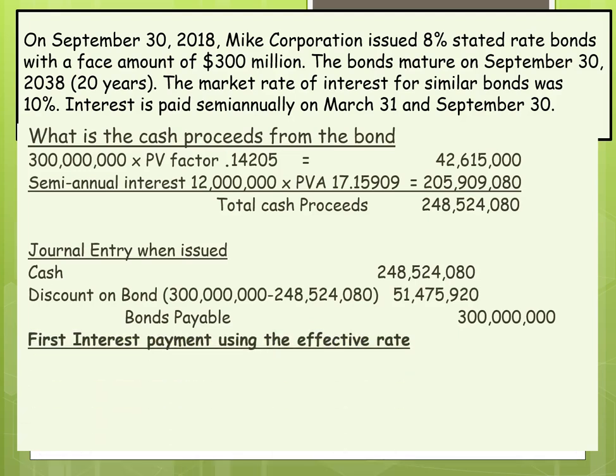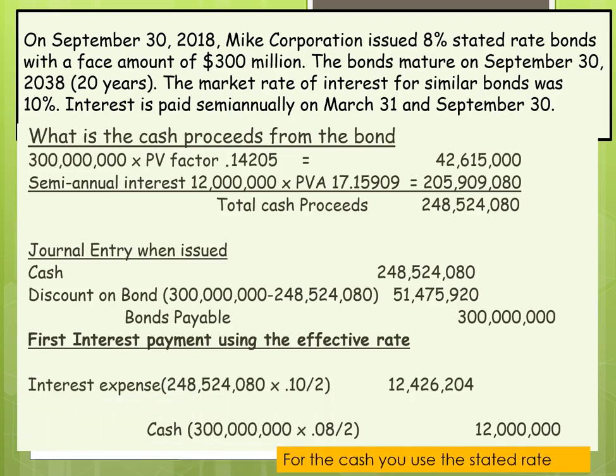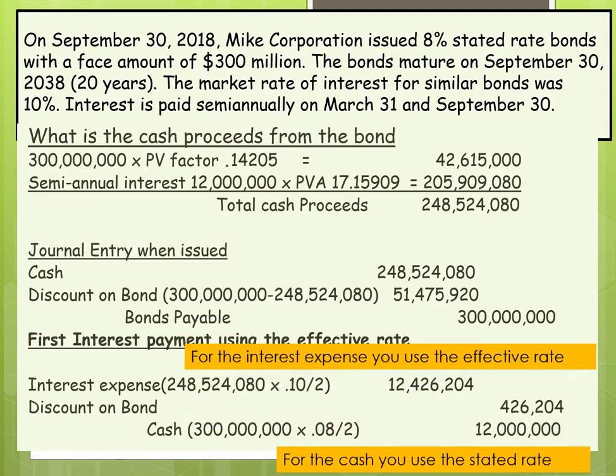What does our first interest payment look like? Well, the cash is going to always be the face times the stated rate divided by 2 since it's semi-annual. The interest expense is always going to be the balance of bonds payable, which is always going to be the face of the bond, $300 million, minus the discount on bonds. For the first payment, it's always going to equal the cash received times the effective rate divided by 2. And then you're going to subtract these to reduce our discount on bonds.